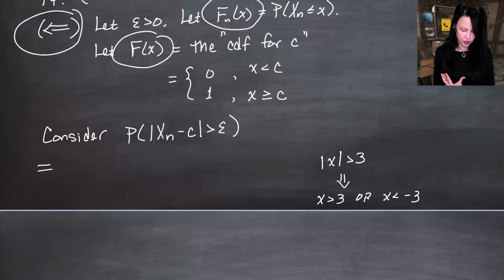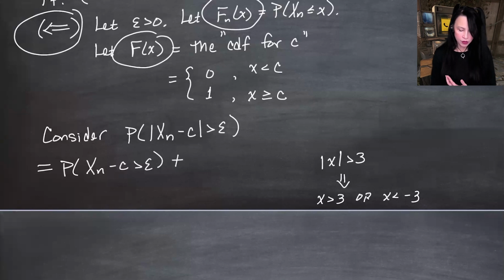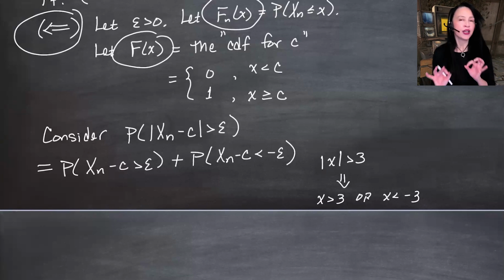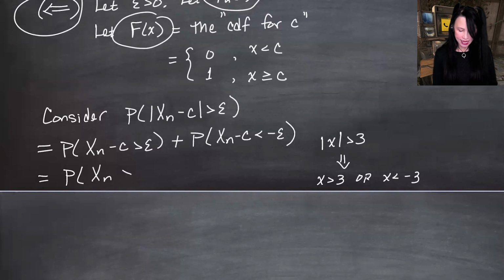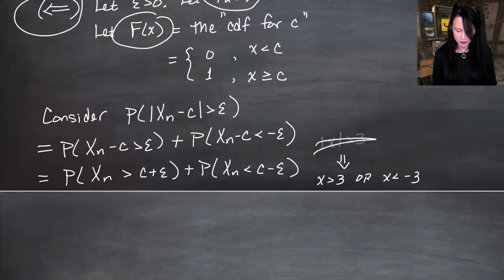And so coming back over to this probability up here, I'm going to use this and rewrite it as the probability that Xn minus c is greater than epsilon, dropping the absolute value, plus the probability of the disjoint event where Xn minus c is less than -epsilon. I do know things about the CDF for the Xn, so let me try to isolate the Xn in these inequalities so that I can write these things in terms of CDFs. This first one is the probability that Xn is greater than c plus epsilon, and the second one is the probability that Xn is less than c minus epsilon.